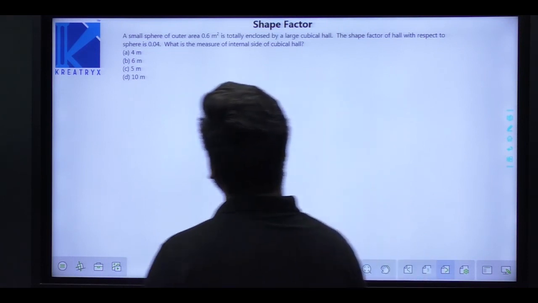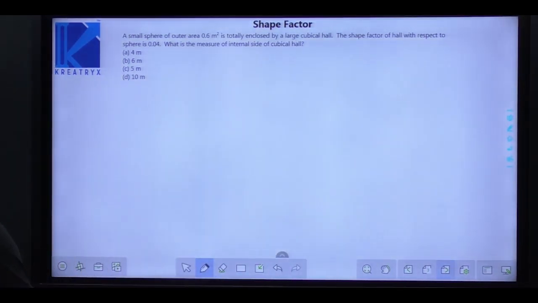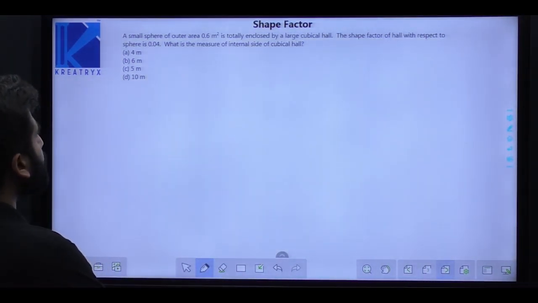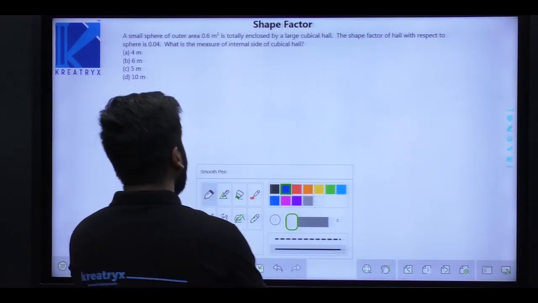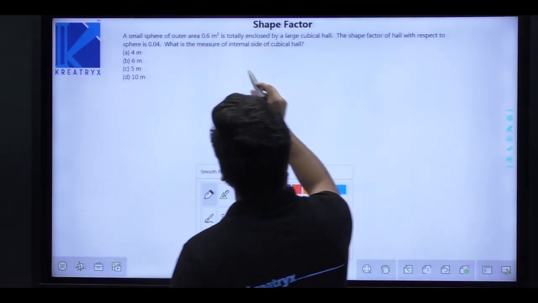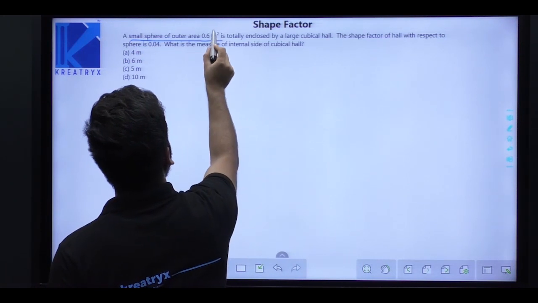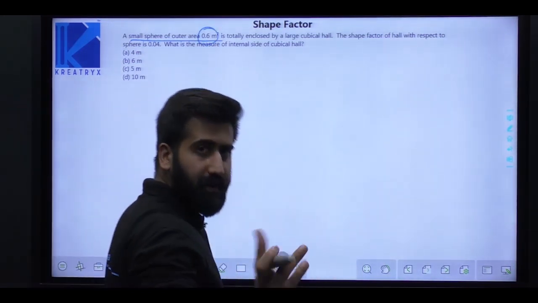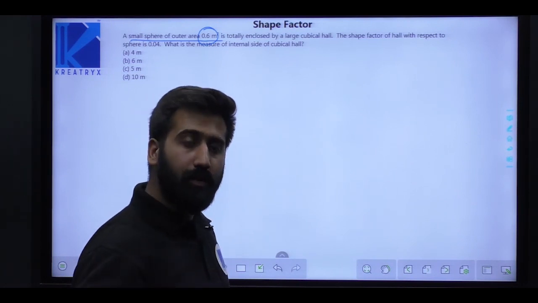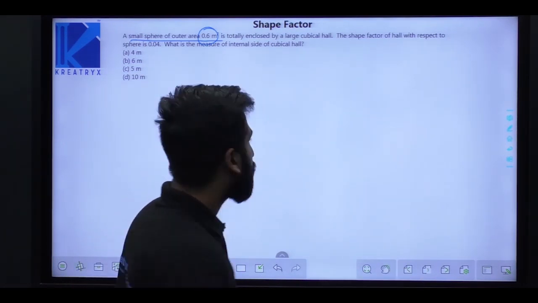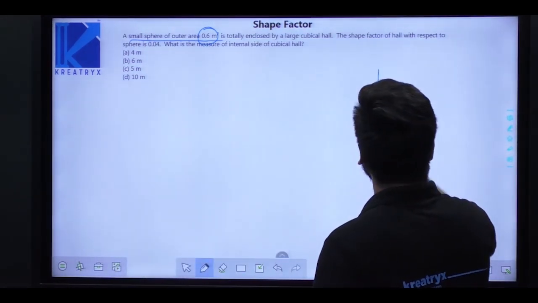Next question. A small sphere of outer area 0.6 meter square is totally enclosed by a large cubical hall. So the outer area, that is its surface area, is given. Radiation is a surface phenomenon, so the area that you will be using is surface area. So this is a large cubical hall.